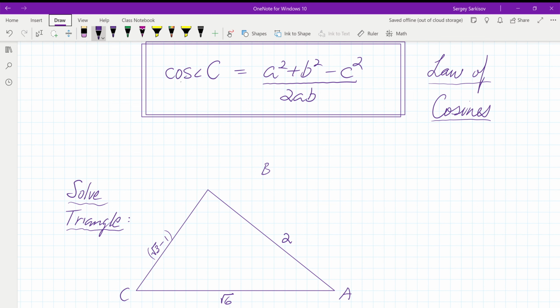Okay, what we're going to do with it now is apply it to a specific example that I think is really cool. So look, you have a triangle ABC. This is the law of cosines, by the way, remember: cosine angle C is equal to a squared plus b squared minus c squared all over 2ab.